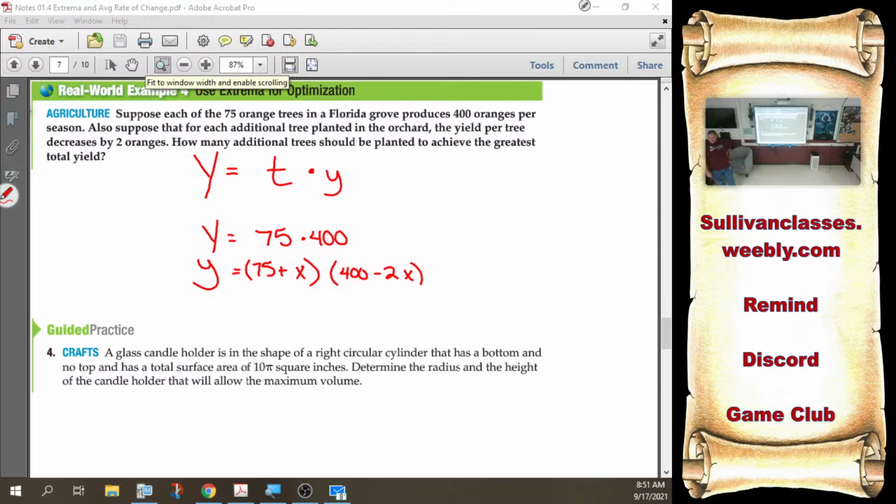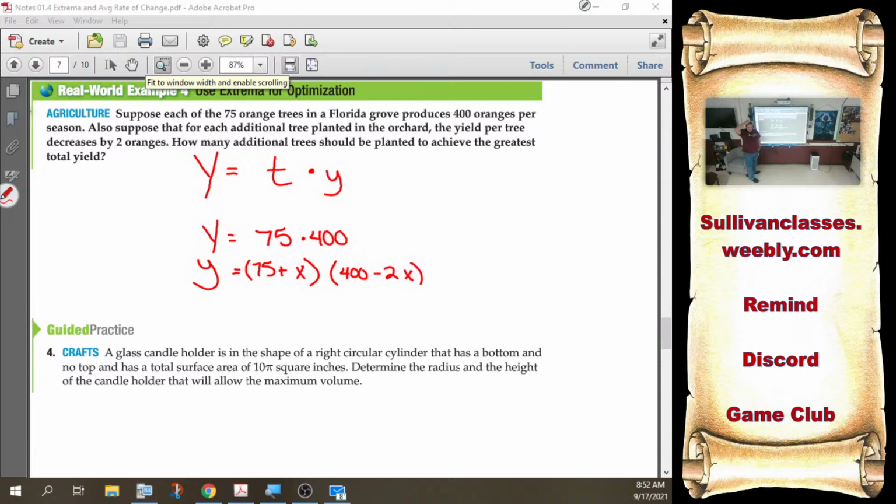Make sense? Like, how many trees I got times how many they give me is my total number of oranges. The number of trees I get, I'm going to add to it. Every time I do, I make the yield go down. This is how you create the function. Now that I've created the function, how many additional trees, x, should be planted to achieve the greatest total yield? Y'all remember algebra 1 and 2. What is this function going to be?